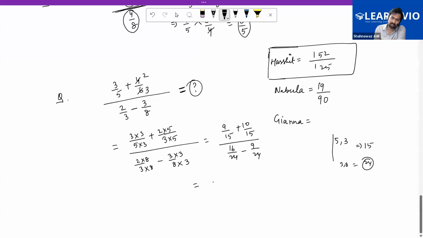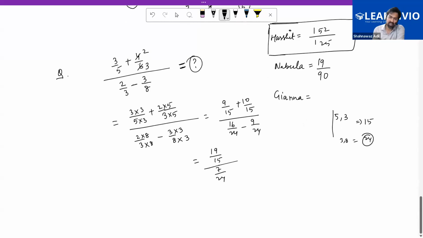So how much is this? I will directly write 19 by 15, and this is 7 by 24, right? Did you reach this answer? No, we got different answers. Okay, you didn't do this step. So how did you reach it? Then we have this division, so this becomes 19 by 15 divided by 7 by 24.